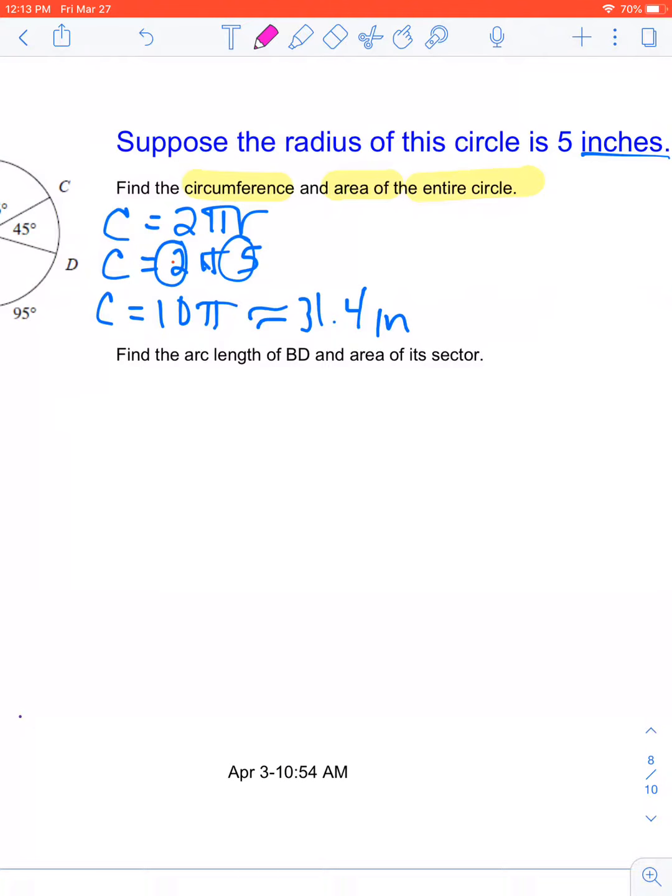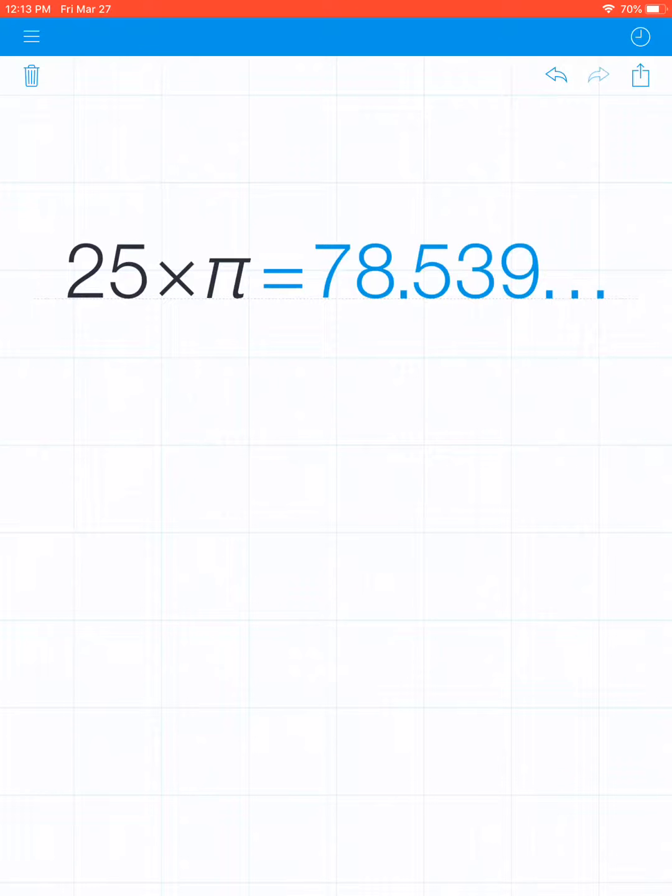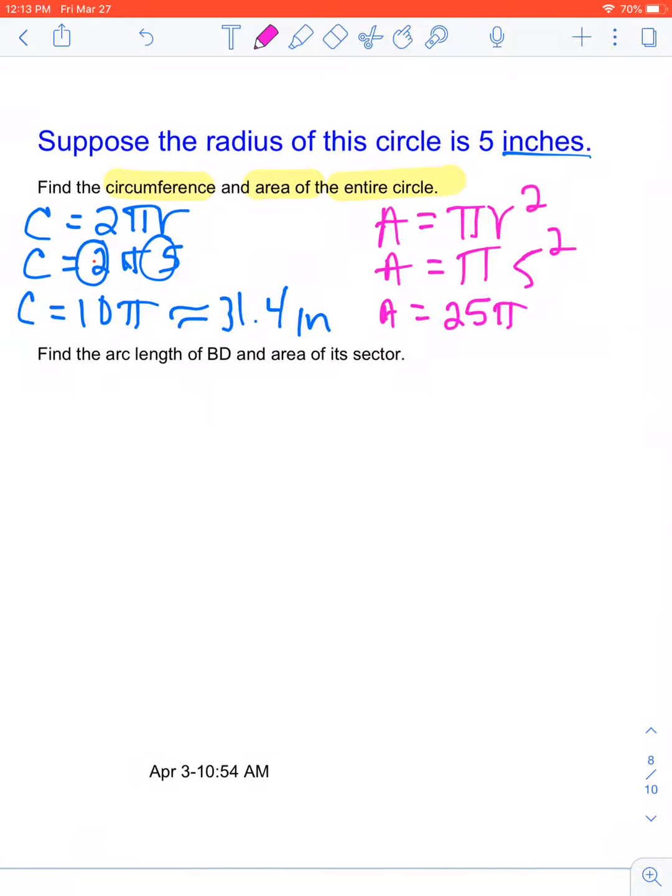Now let us compute the area of the circle. Area is pi r squared. So area is equal to pi times 5 squared. If you want the answer in terms of pi, it would be 25 pi. If you wanted it as an approximate decimal, 25 times pi gives me 78.5, but that would be in square units.